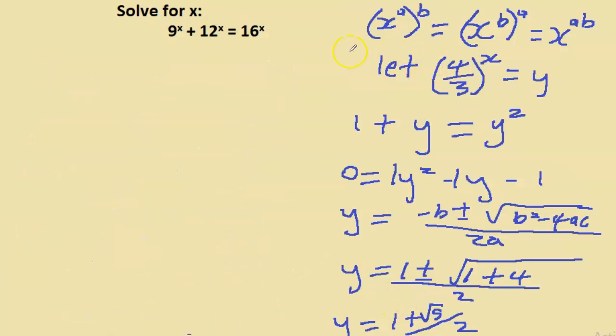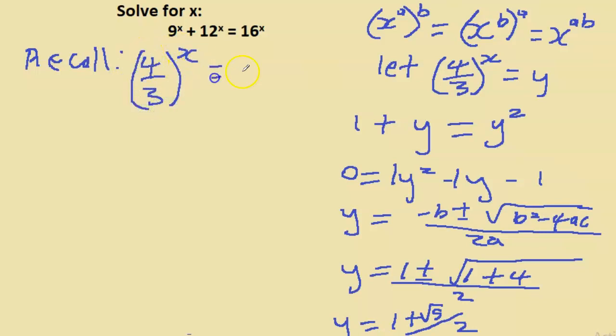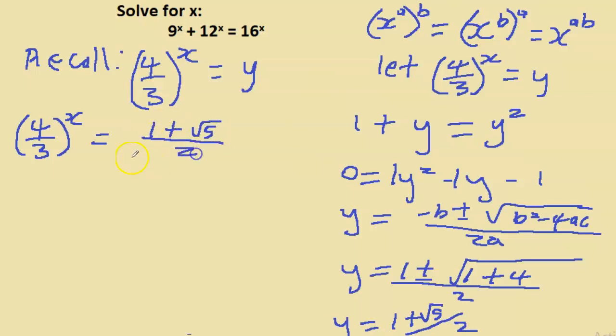Now, of course, let me just restate it. Recall that 4/3 to the power of x is equal to y. So remember, we're solving for x now. So 4/3 to the power of x is equal to what's y? 1 plus root 5 upon 2. So we can take the log of both sides. So we can log 4/3 exponent x, and we can take the natural log of the right hand side.